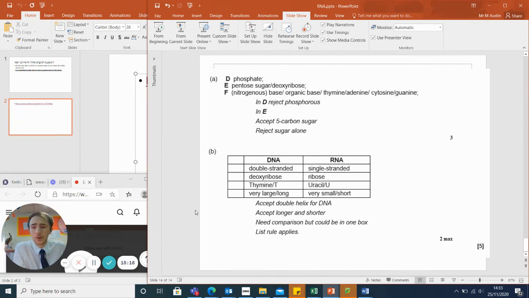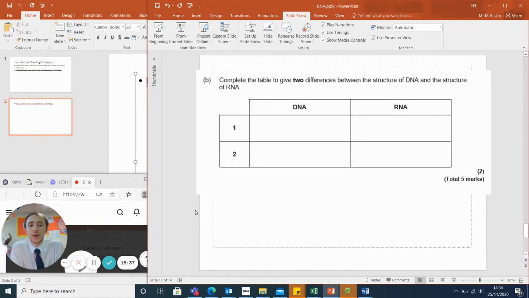Now, you'll notice that the list rule applies at the bottom. I want to mention that just because it comes up a lot when I'm marking questions for your exams. That means that if you wrote more than 2 things, the first 2 things will be the ones that are marked. So if you wrote 2 things per box, only the first 2 things you've written will be marked. Now in a box like that, it's very obvious. If you see a box like that, it's obvious you have to write a fact in each one.